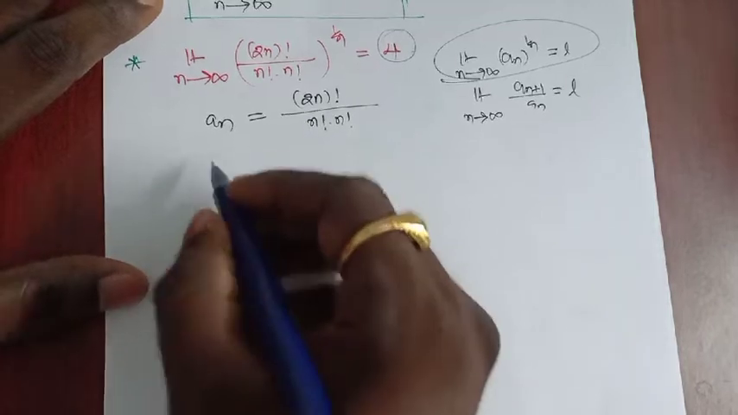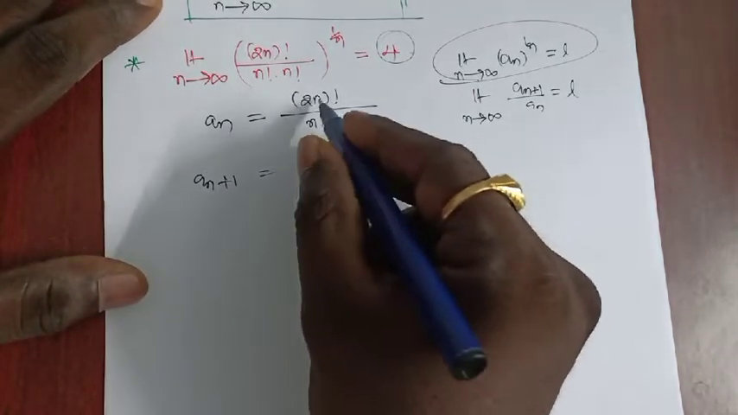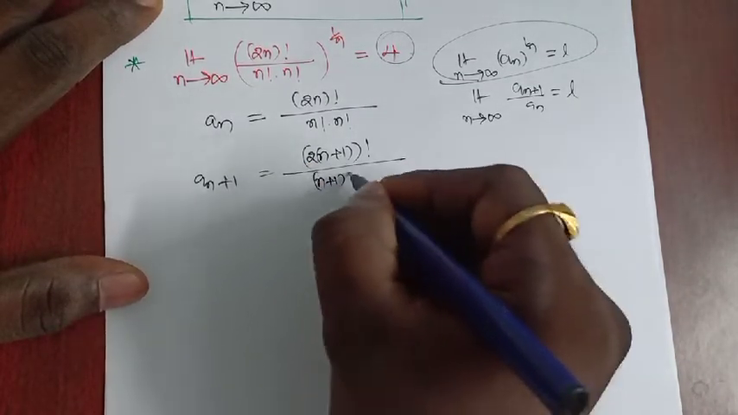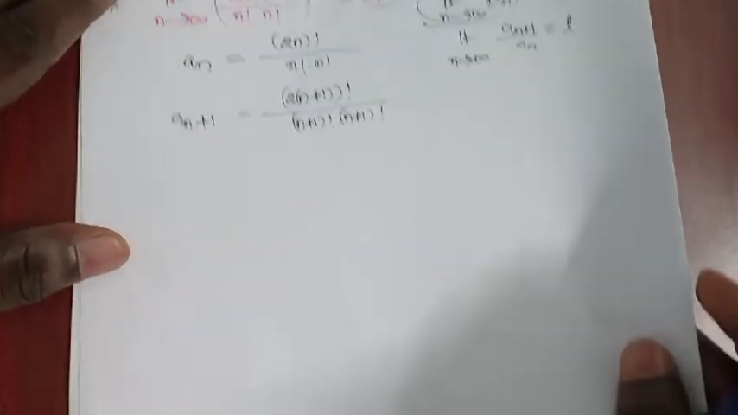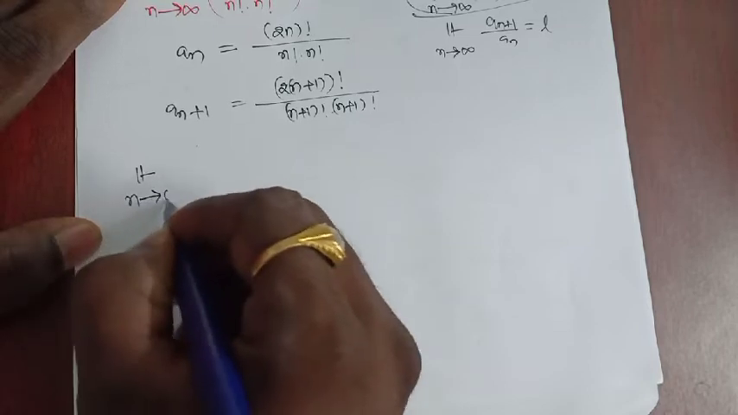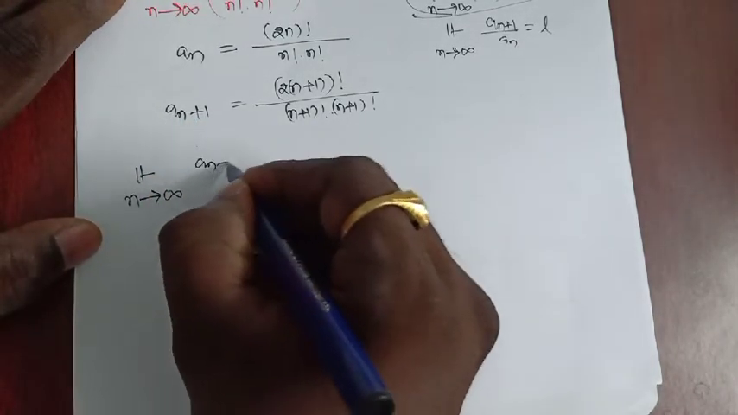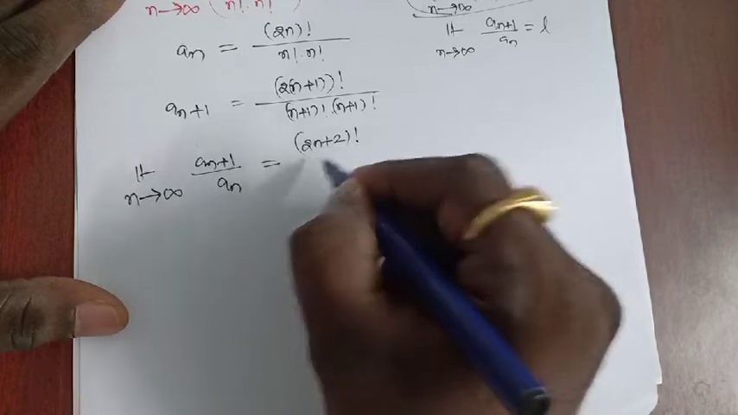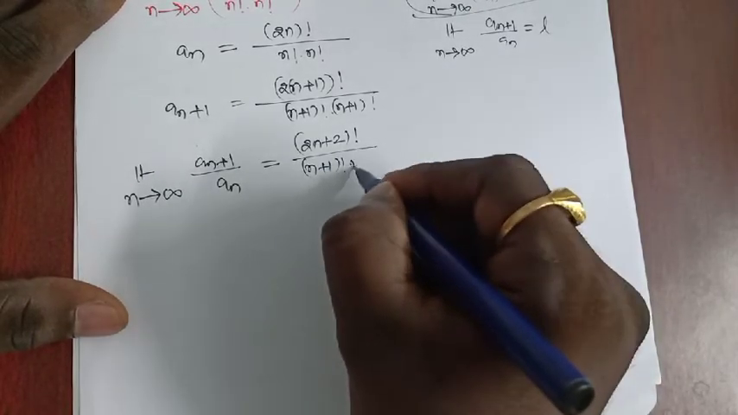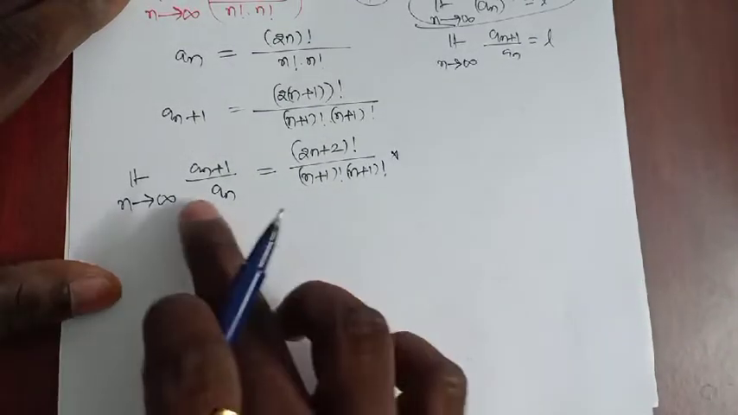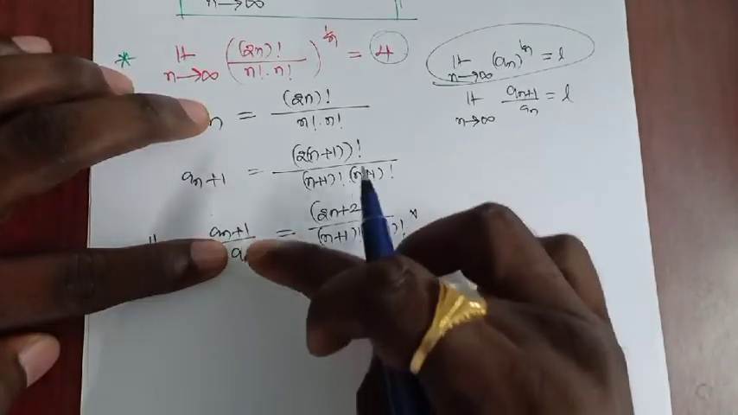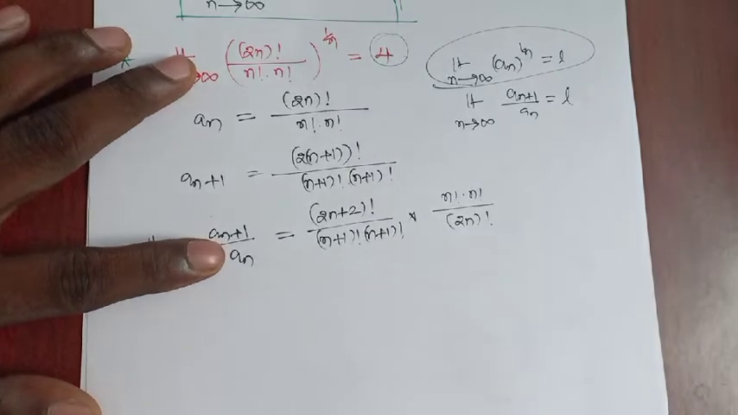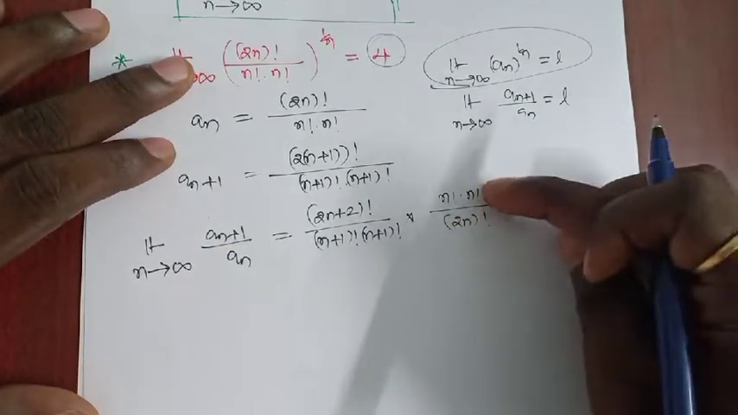If it is a_n, then what is a_(n+1)? It is (2(n+1))! divided by ((n+1)! (n+1)!). Now coming to the condition, the limit as n tends to infinity of a_(n+1) / a_n: a_(n+1) is (2n+2)! divided by (n+1)! (n+1)!, and in the denominator we have a_n, so I reverse it: n! n! by (2n)!, the reciprocal of a_n.